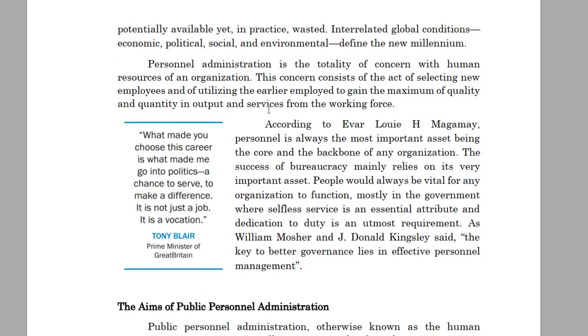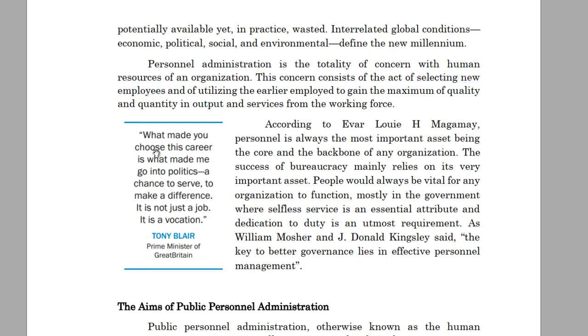So personnel administration is the totality of concern with the human resources of an organization. Basically, all other discussions and topics that involve human resources are the concern of personnel administration. However, this particular subject does not only start with selecting employees. We do not start with only knowing how to recruit employees or applicants, but also how to take care of these employees after they have been employed in the organization.